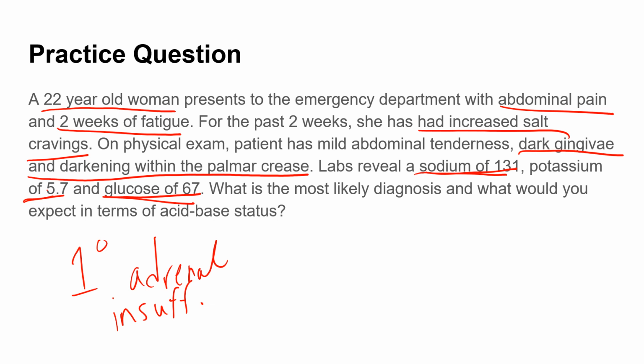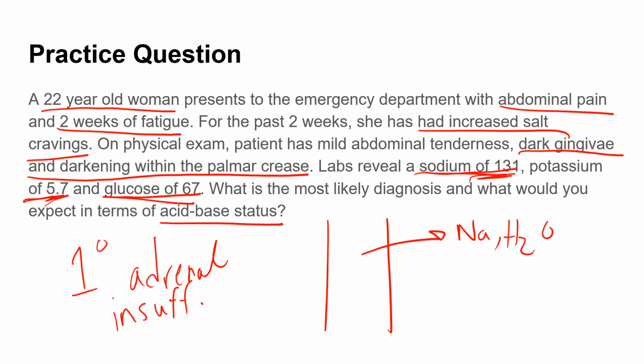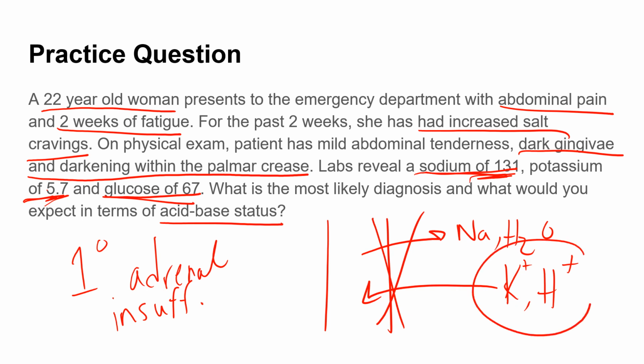And also we see the hyperkalemia and significant hyponatremia, telling us that aldosterone is low. So then in terms of acid-base status, we know in the collecting duct, say this is the collecting duct, usually we pull sodium and water out, and we put potassium and protons in. So if this isn't working, then we know we're retaining potassium and protons, so we'll have an acidosis.